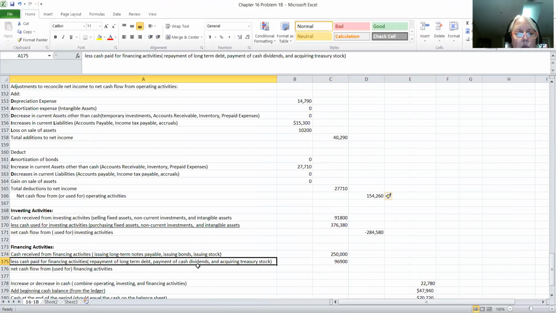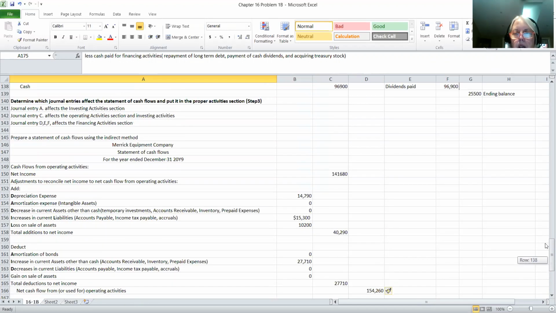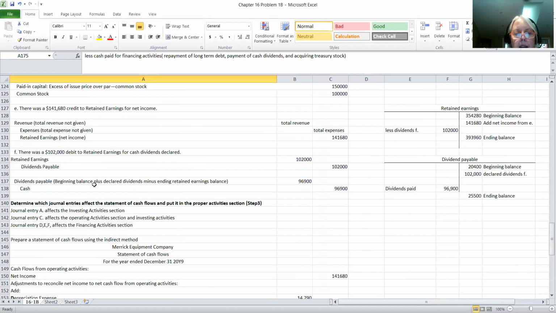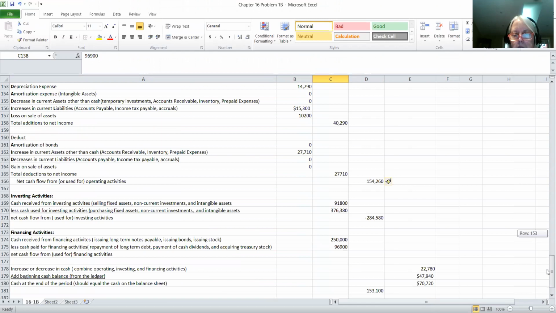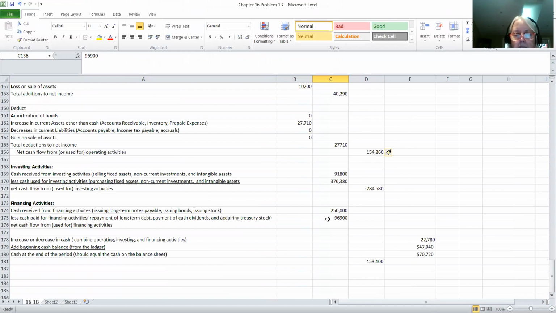The cash that we paid for financing activities, we did not repay any long-term debt, but we did pay out cash dividends. You'll remember we paid cash dividends here at $96,900. And that's where I'm getting this amount here.